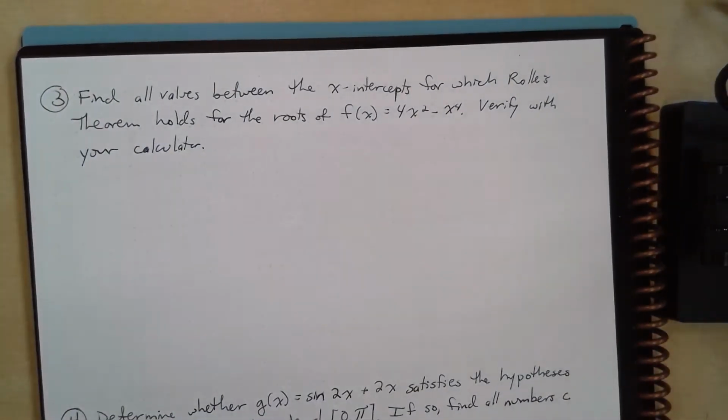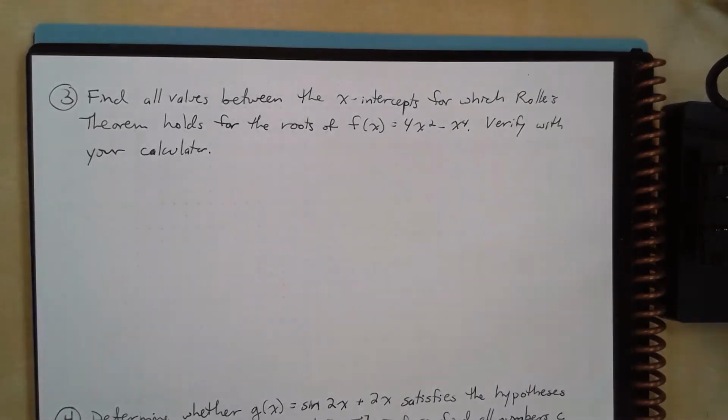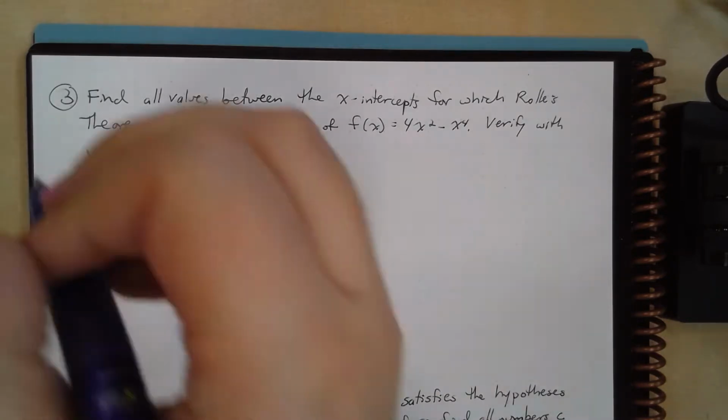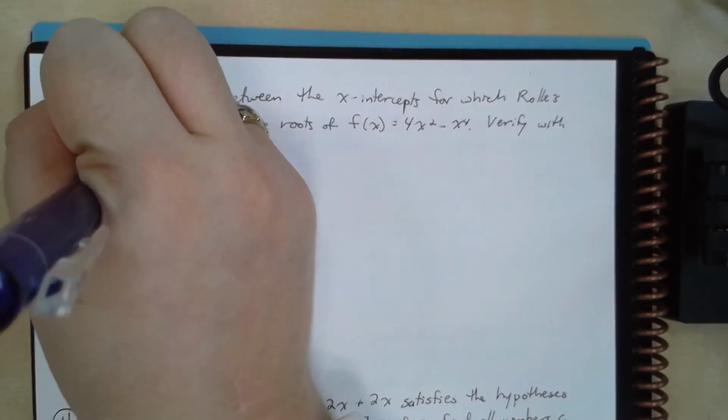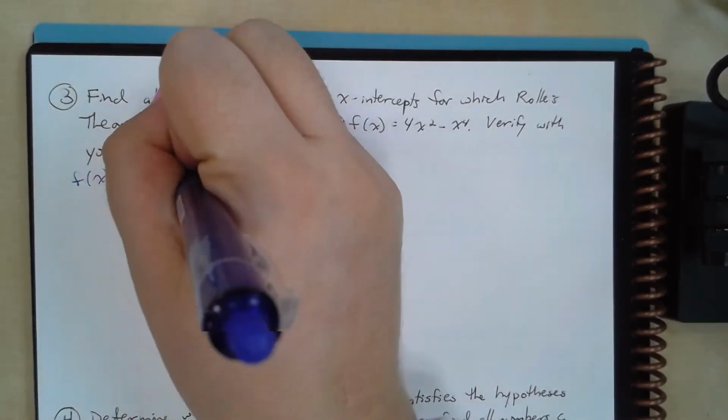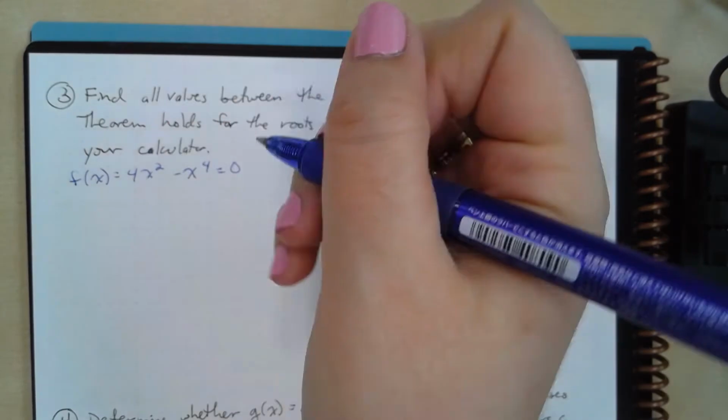We want to find all the values between the x-intercepts for which Rolle's theorem holds for the roots of f of x equals 4x squared minus x to the 4th. And we were told to verify this with our calculator. Okay, let's take a moment here. The first thing we have to do is actually find out what these roots are. So we're going to say that f of x is equal to 4x squared minus x to the 4th, and I'm setting that equal to 0.